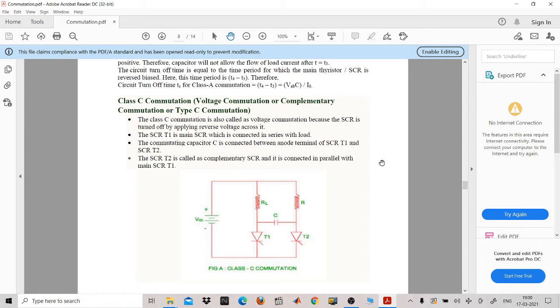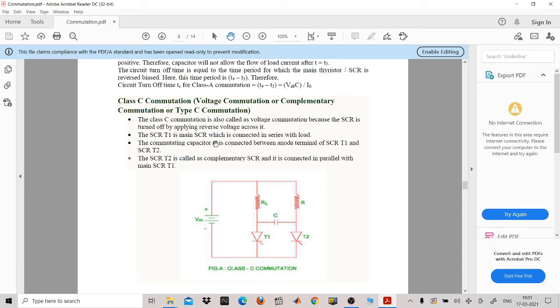Commutation is broadly classified into natural commutation and forced commutation. In natural commutation, you have an AC voltage, whereas in forced commutation, a DC voltage is there. DC voltage does not have a natural zero, so you have to create an artificial zero. The artificial zero can be created using an external commutation circuit, which comprises an auxiliary SCR, a capacitor and an inductor.